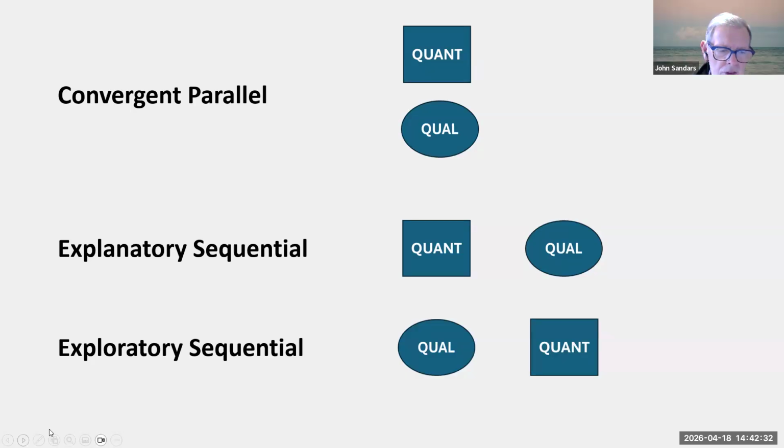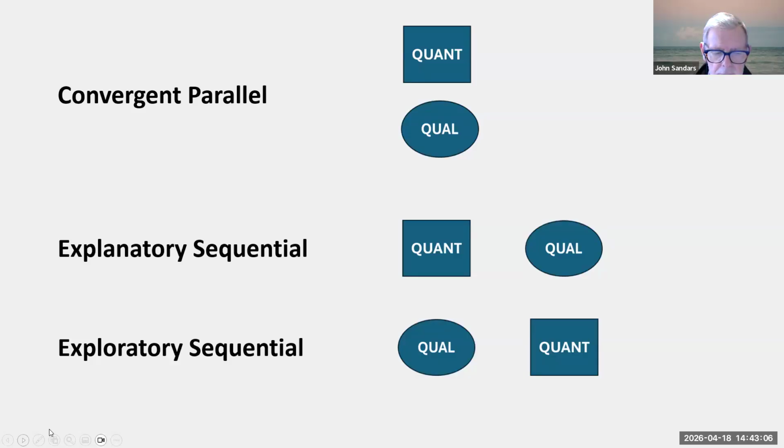A common method is the explanatory sequential. In other words, you collect some data, which is quantitative, such as a questionnaire, or logs, such as the help logs. We knew why people were contacting us, but we wanted to get further information on why they were experiencing difficulties. And that was done by having interviews. And that's called explanatory sequential.